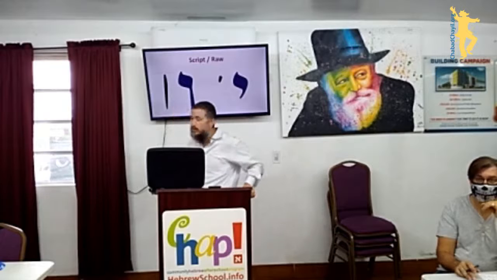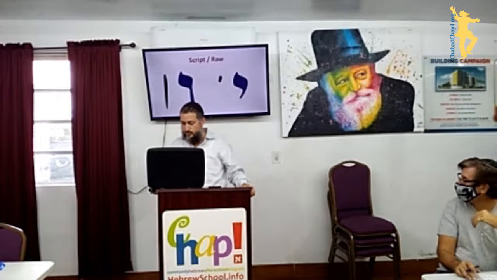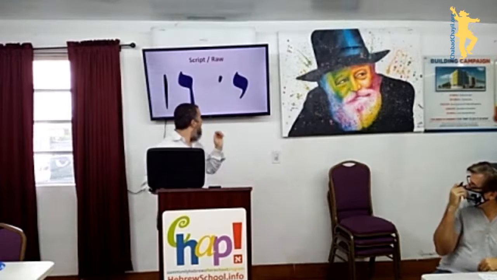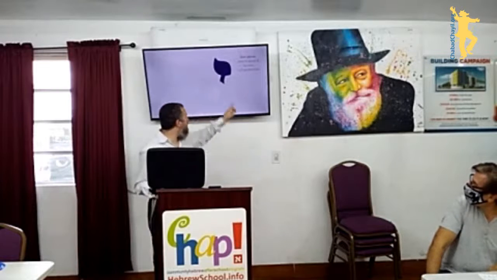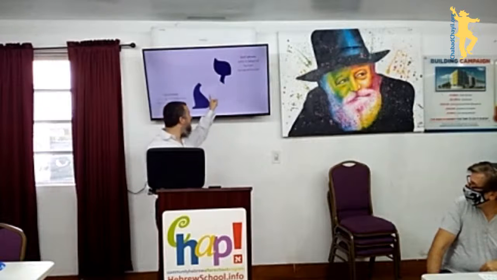But so the Yud on top of the Aleph represents God, who's above. The Yud on the bottom represents us, and the vav is a connector. In Hebrew, if we want to connect two words, we put a vav in the middle. I'll give you an example.